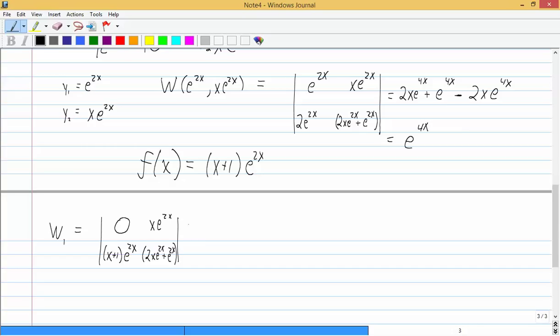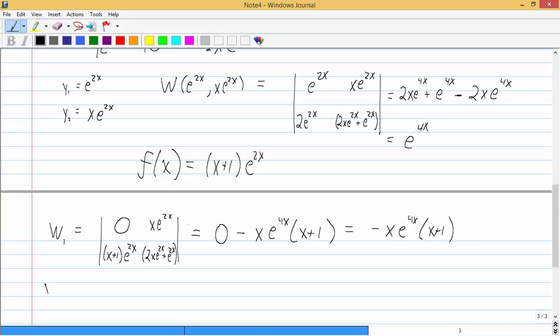Now, this determinant is pretty easy to work out because when you multiply this diagonal, you get 0. Minus, now you have to multiply this diagonal. You can write it a couple of different ways. It doesn't matter how you write it. But all I'm going to do is I'm going to say e to the 2x times this and write that in front of the parentheses. Right. So it's x e to the 4x times x plus 1. And so that's just equal to negative x e to the 4x times x plus 1. You can multiply that out, but I would suggest leaving it in factored form like that. So that's our Wronskian sub 1.